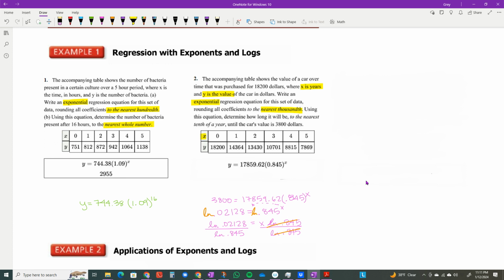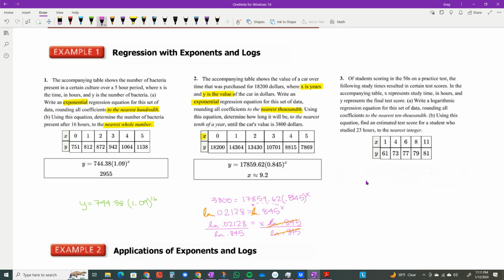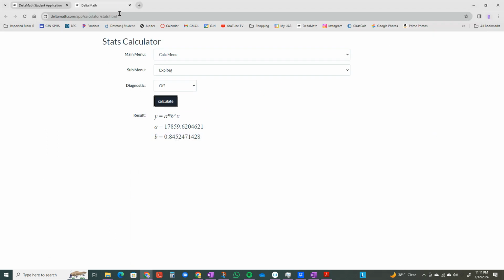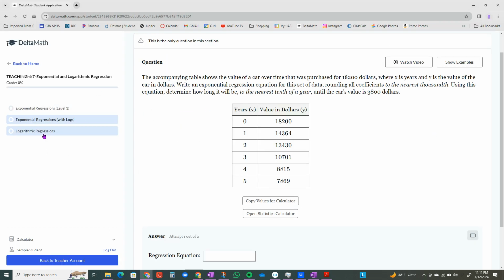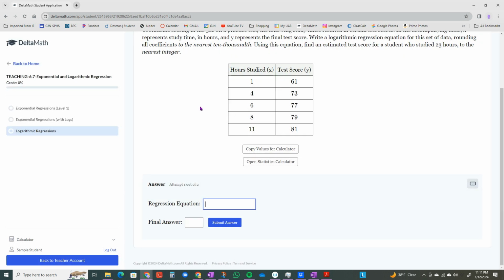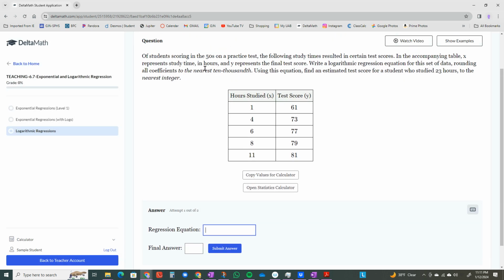So to the nearest tenth of a year is going to be 9.2 years. So that's the answer. All right, number 3, of the students scoring 50s, let me go back to this. We'll just close that calculator and go to the next one. Of the students scoring in the 50s on a practice test, the following study times resulted in certain test scores. In the accompanying table, X represents the study time in hours, and Y represents the final test score.